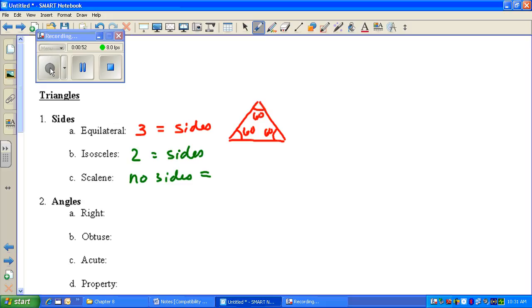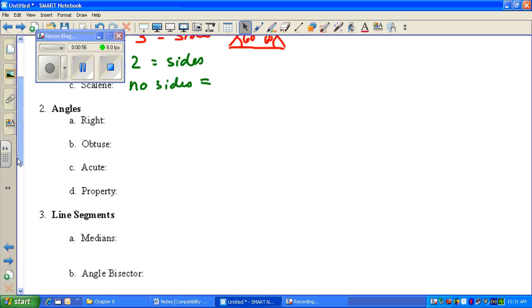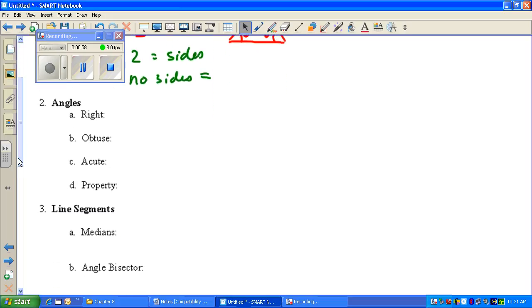Within the triangle, we look at the size of the angles, and we classify triangle names by also the size of their angles. So if I have a right triangle, it has an angle equal to 90 degrees. If I have an obtuse triangle, it has an angle which is greater than 90 degrees. And if I have an acute triangle, that angle is going to be less than 90 degrees.